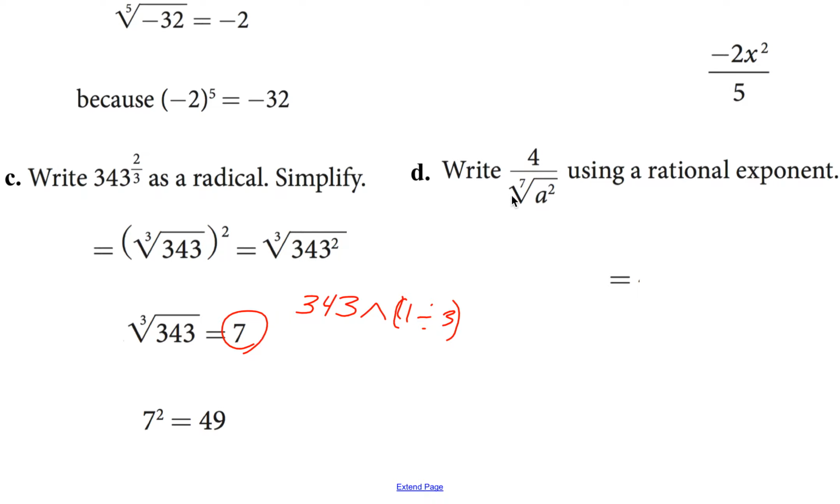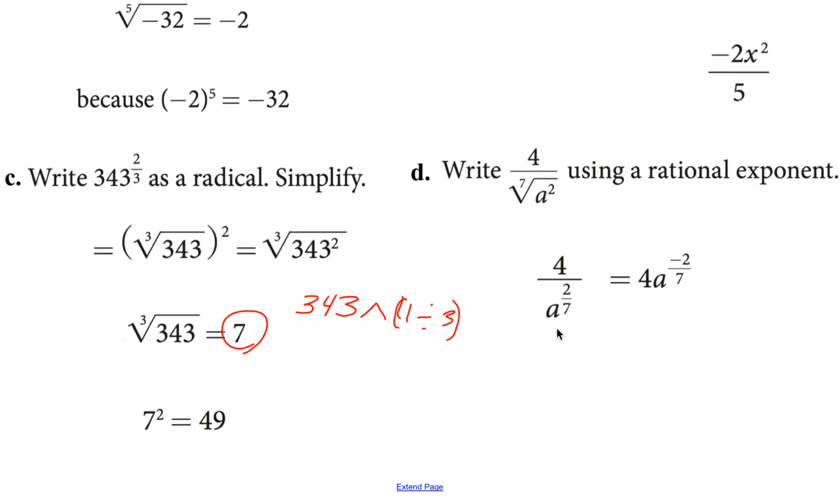Letter D, we're going backwards. We have a radical expression and we want to write it using exponential form as a rational exponent. I will probably more commonly say write that in exponential form. So again, our index is 7, exponent or numerator is 2, and the 4 just stays there, right? So we have, first of all, 4 over a to the 2/7, okay?